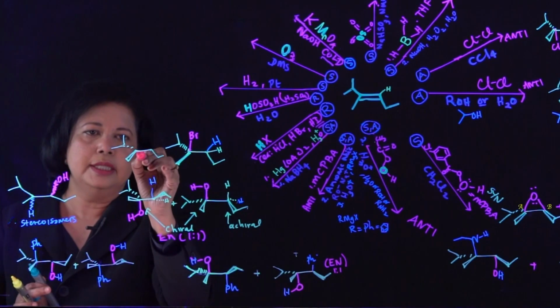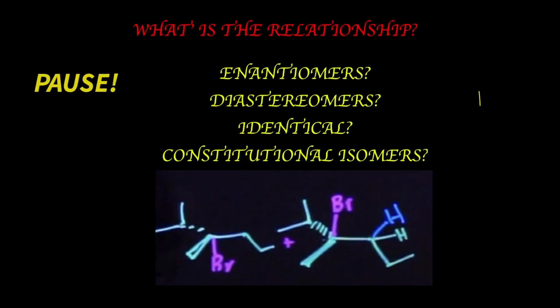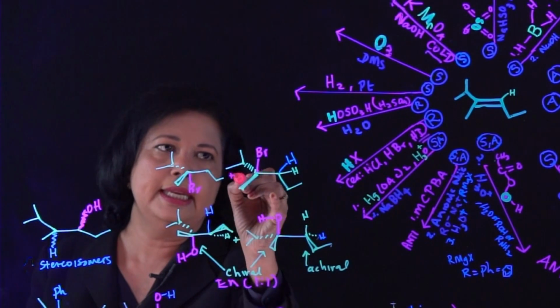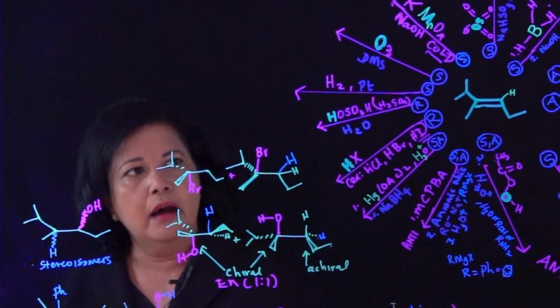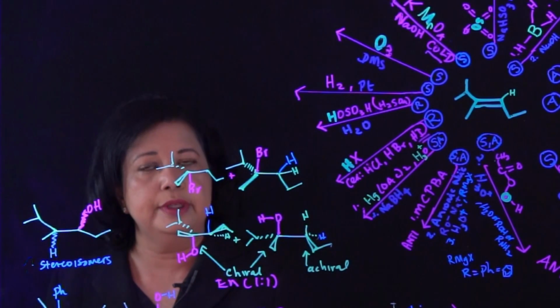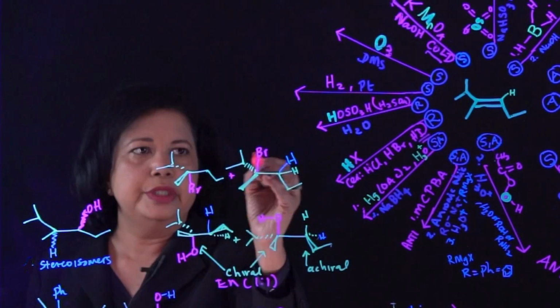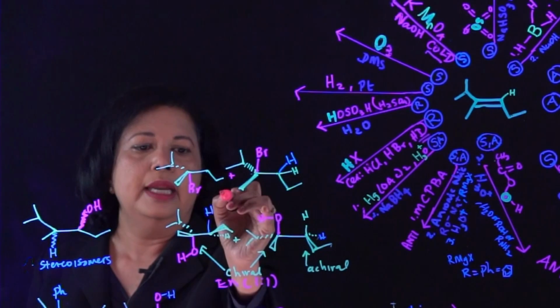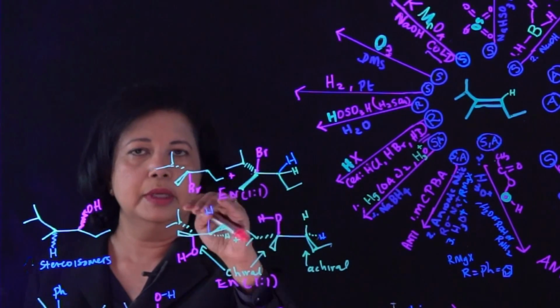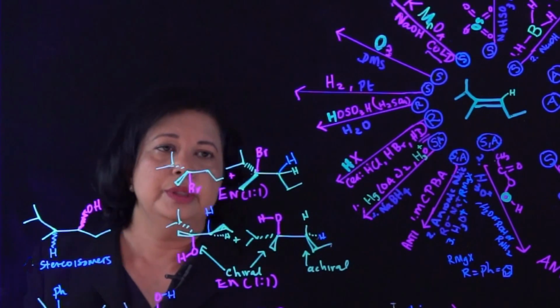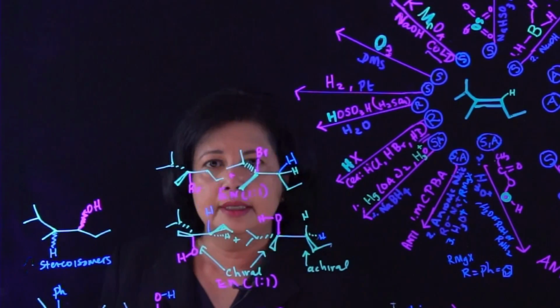And both of these are going to be mirror images. So again, enantiomers, and this is a non-stereospecific reaction. Since you have a chiral center, you will have enantiomers, and they're going to be 1-to-1 because the carbocation has equal opportunity to attack from above and below.